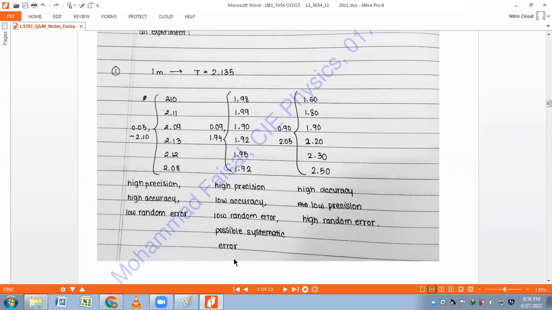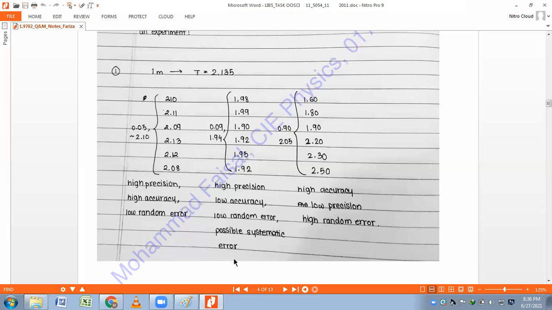It's a confirmed systematic error because all the data has shifted to one direction, because the average of all the data is significantly smaller than the true value. We're going to say that this set of data is less accurate, or low accuracy data. The third set of data is over here. We have a pretty hodgepodge set of data done by this student. We have 1.60, 1.80, 1.90, 2.20, 2.20, and 2.50. So this one has pretty spread out data.